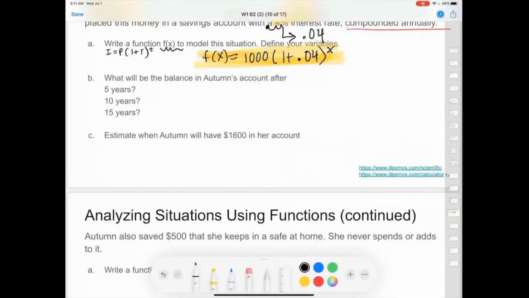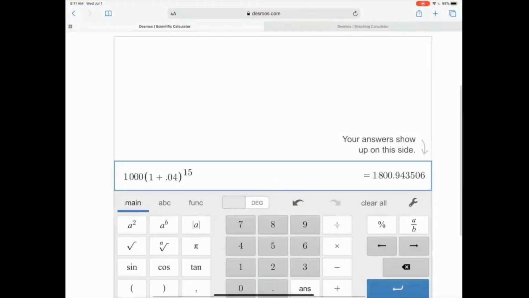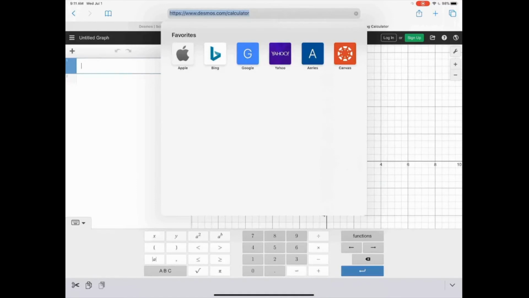All right. Okay. And then the last part of the question is to estimate when Autumn will have $1,600 in her account. Okay. So $1,600. Now, in Math 1, you don't know how to solve exponentials yet, so you can't do it by solving, but you could do it by looking at a graph. So what I'm going to do is now I'm going to go to Desmos graphing. Okay. You could follow along.